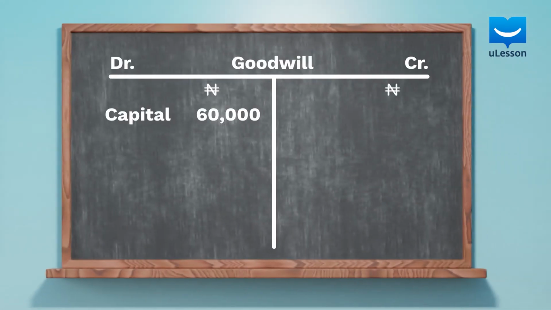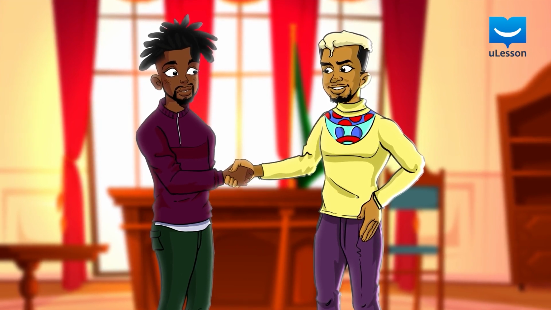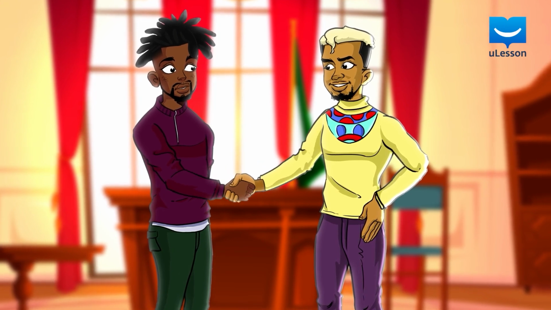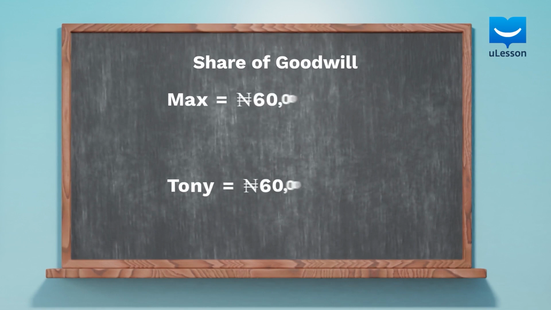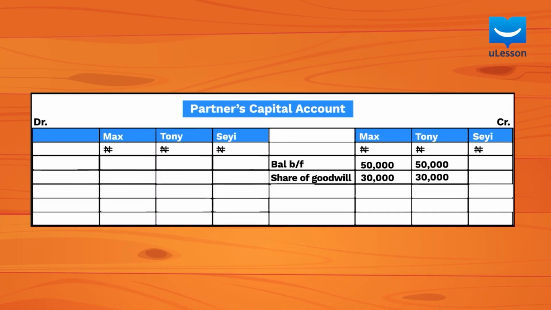Therefore, we will debit goodwill with 60,000 naira and credit Max's and Tony's capital accounts with their share. Since Max and Tony were sharing profits equally, we will also share the goodwill for them using the profit sharing ratio they were using before admitting Sheyi. That is 60,000 naira divided by 2. This equals 30,000 naira each. We will now credit their accounts in the partner's capital account.